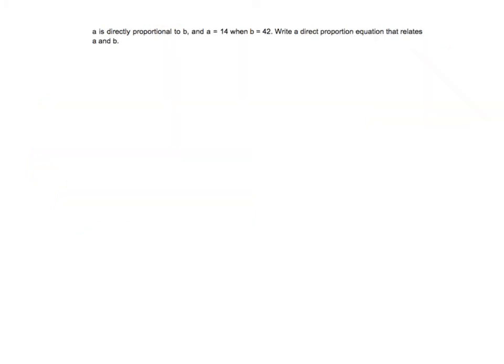All right, for this one, it says A is directly proportional to B. A is 14 when B is 42. Write a direct proportion equation that relates them. So what we have to do here, these are a little bit different than what you have been working with. We have to figure out what that question mark is. Again, I said the generic one was always y equals question mark x. In this specific problem, we're going to be using A equals question mark B, because those are the variables they're using in this problem. So we have to figure out what this question mark is.